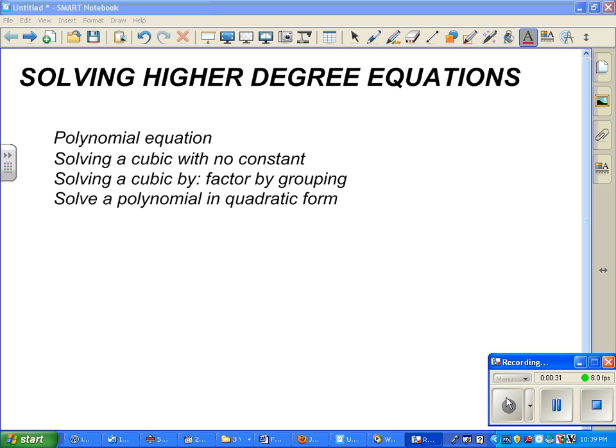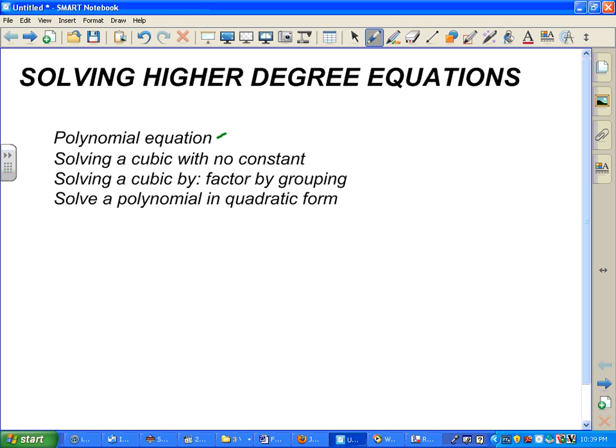Okay, we're just going to talk about polynomial equations. We've already talked about that a little bit. Solving a cubic with no constant, we'll talk about that. Solving a cubic by factor by grouping, okay? And then solve a polynomial in quadratic form. We'll go through all of those and what they mean, okay?